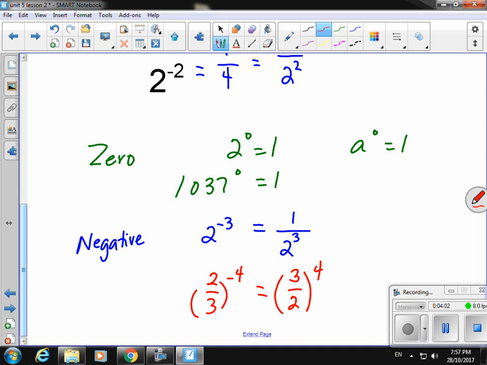So my rule, algebraically, let's write it as the fraction a over b. If we have it to a negative exponent, that negative exponent says invert or flip it and make your exponent positive.